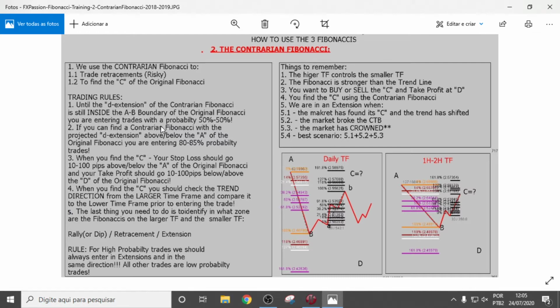You need to study. Number 2, everybody, if you can find a contrarian Fibonacci with the projected sub D extension above or below the capital A of the original Fibonacci, you are entering 80 to 85 probability trades. Look at the pictures here, daily time frame, or the 1 hour, 2 hour time frame, right? And again, everybody, those probabilities apply to the Fibonacci tool.